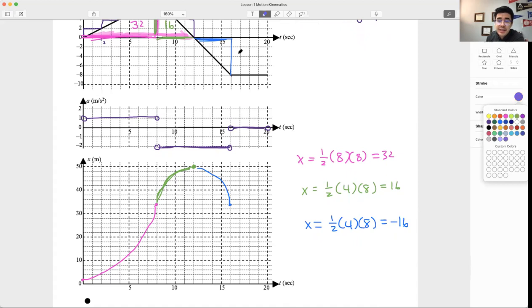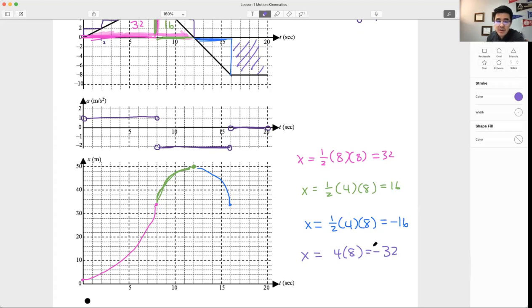And finally, this one's just a big old square, right? So then this one is going to be x is equal to 4 units by 8 units. So this square is 32, but it's beneath the x-axis, so it's negative 32. So that I end up back at 2. Since there is no acceleration, my graph is going to be linear from here to here.